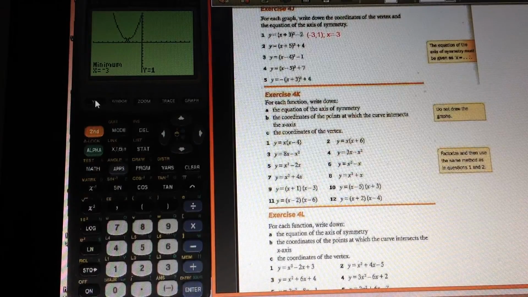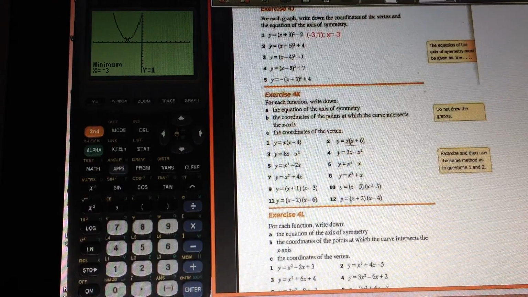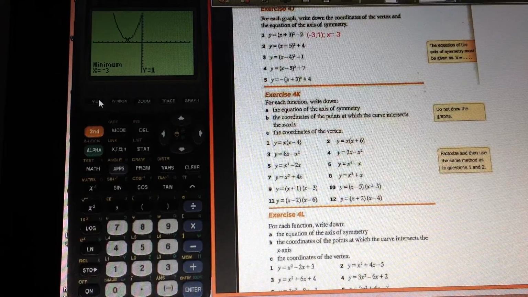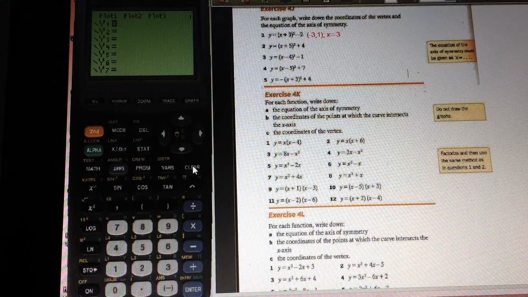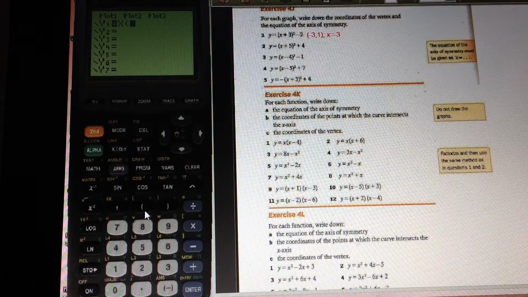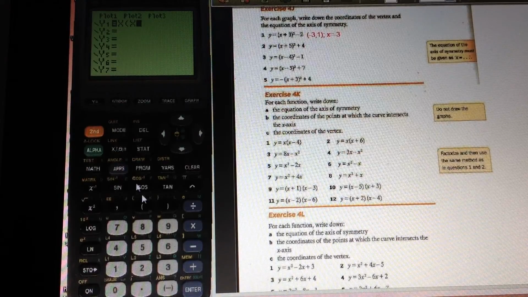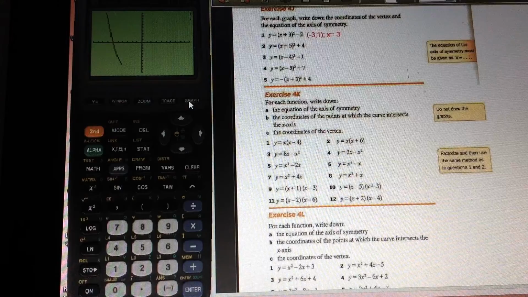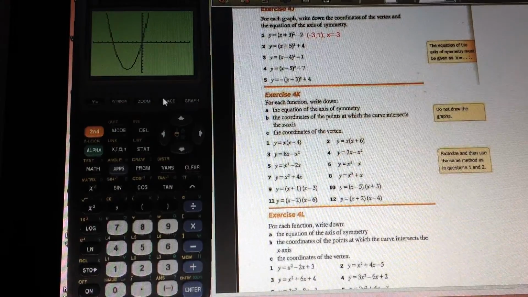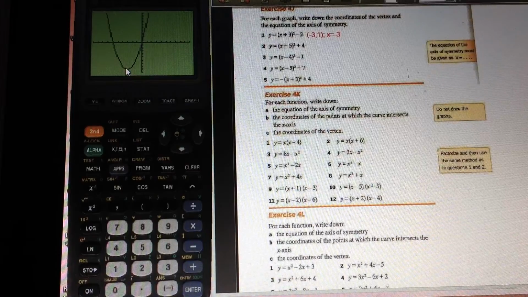We're going to look for the function again, so we're going to do number 2 here. So go to Y=, and I'm going to clear this one. This time we get a function, it's x times parenthesis x plus 6. Close your parenthesis and let's graph. So now you see this is your graph. Again, we look at the graph, we notice there it's my lowest point, which is my vertex, my minimum.